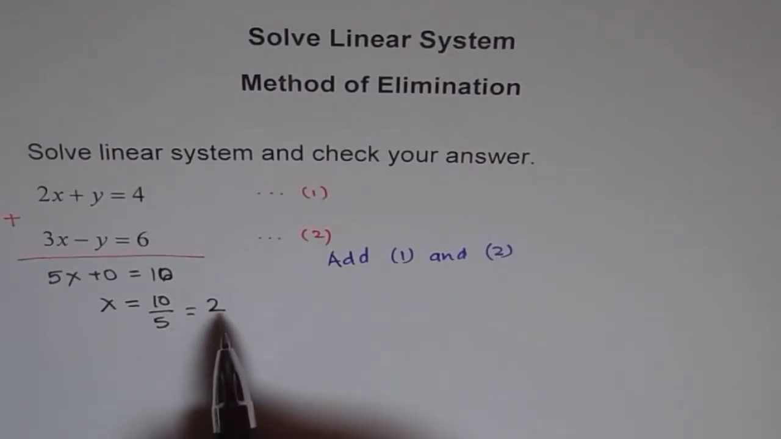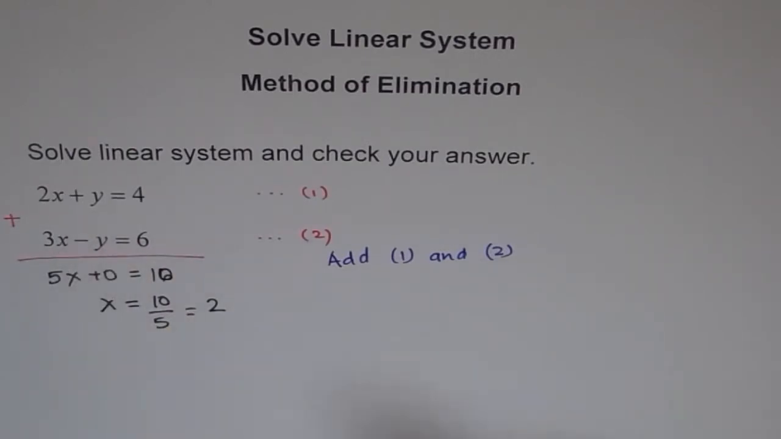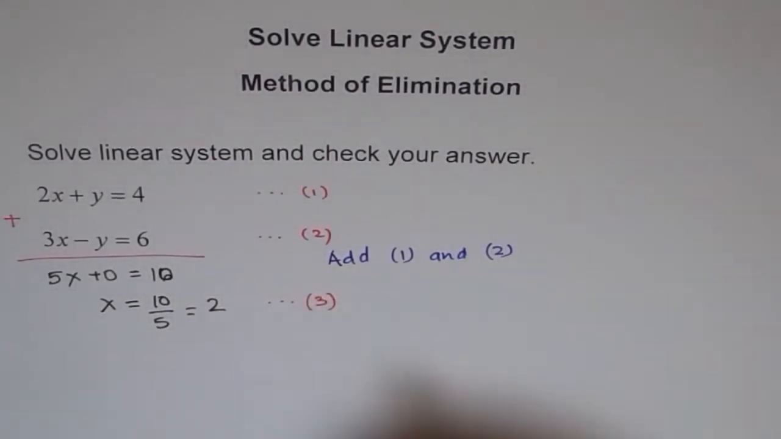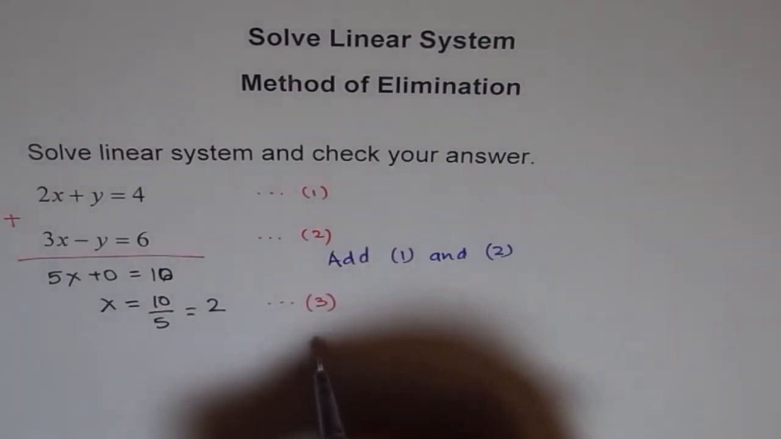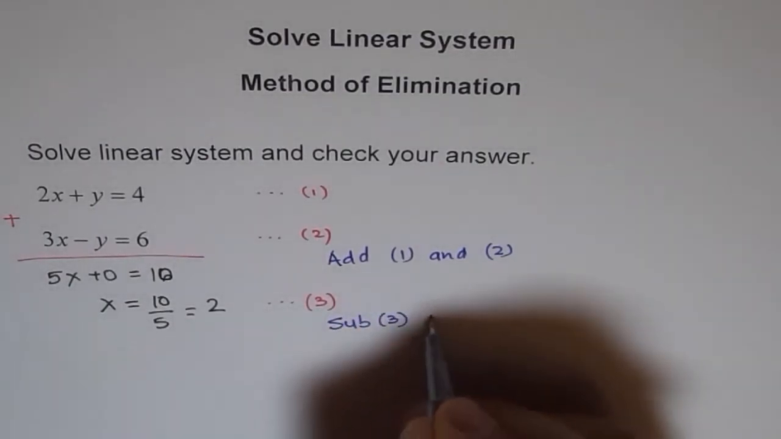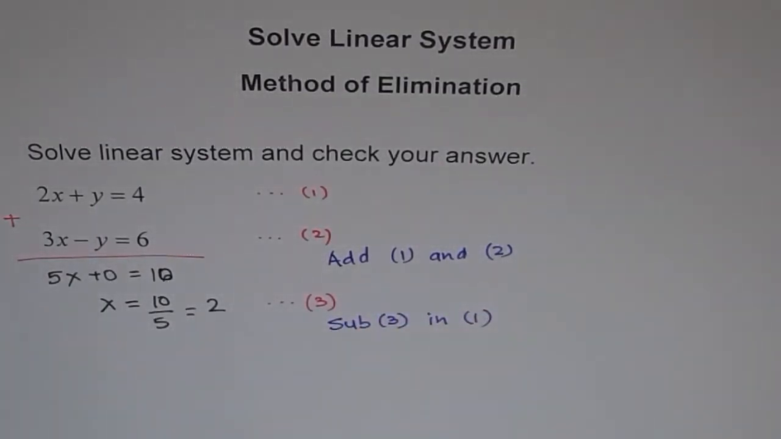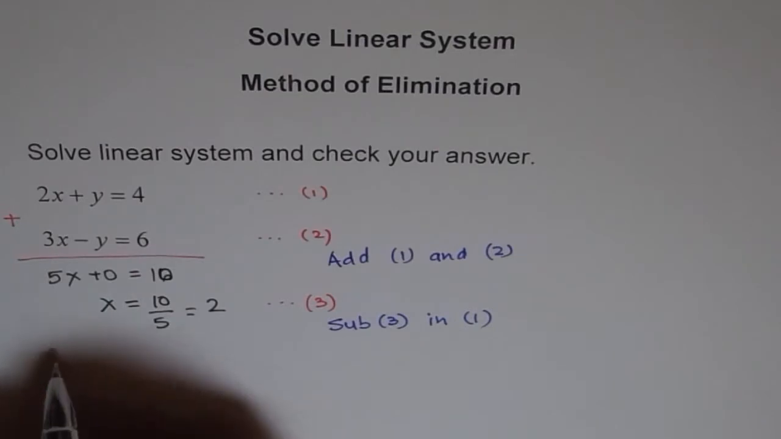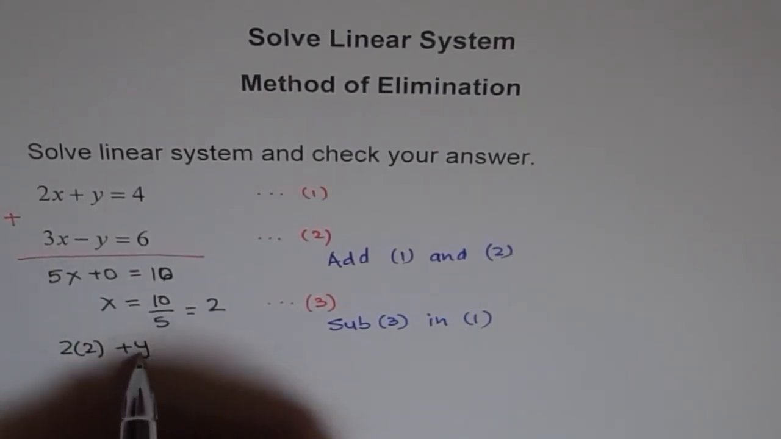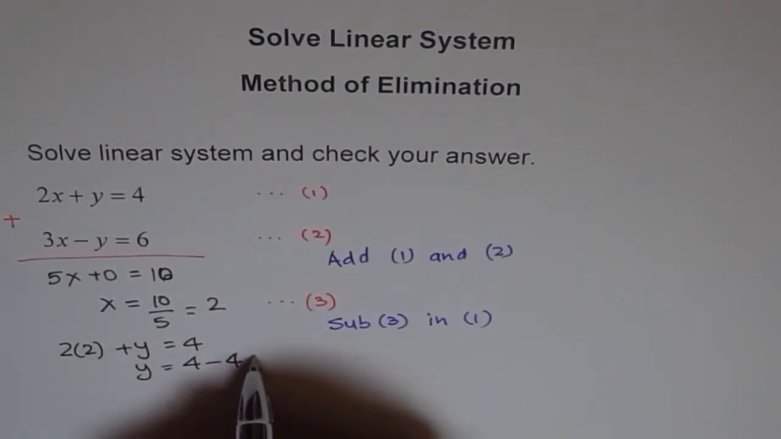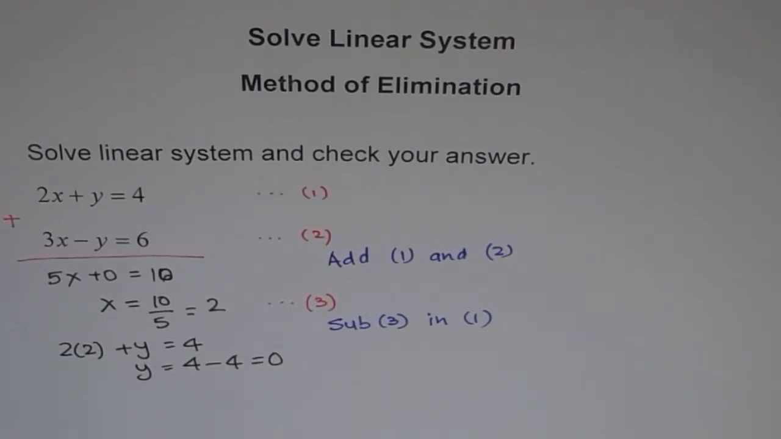Now when you have found one variable, you can always plug in the value and find the other variable, correct? So let's name this equation 3 and substitute 3 in 1. So if we do that, x equals 2, let's write 2 here. 2 times 2 plus y equals 4, and y equals 4 minus 2 times 2, which is 4, and we get 0. So we get y equals 0.